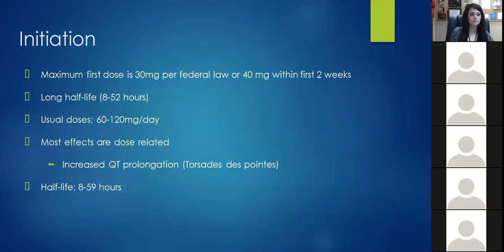Normally, methadone is initiated at 30 milligrams. Per federal law, that's the maximum you can give, or 40 milligrams within the first 2 weeks. It has a really long half-life, so usually it's only dosed once a day. Normal doses are 60 to 120. Most of the side effects are dose-related, and one of the major ones to watch out for is QT prolongation.